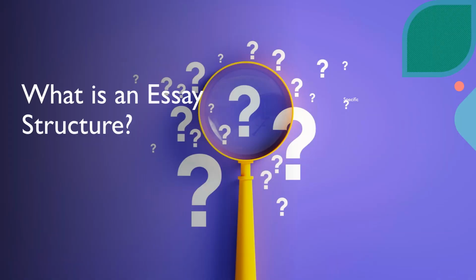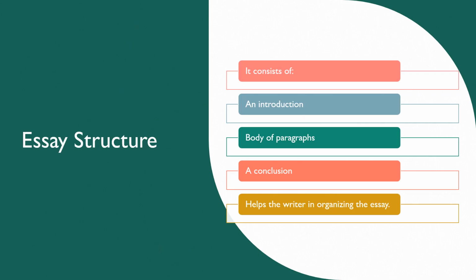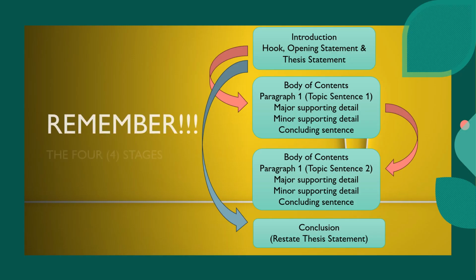Next phase is to introduce to you the essay structure. The essay structure consists of an introduction, body paragraphs, and a conclusion. So by following this essay structure, it will help the writer in organizing the essay. Now, let us look at this diagram. So always remember that you need to produce the 4 stages in your expository essay.